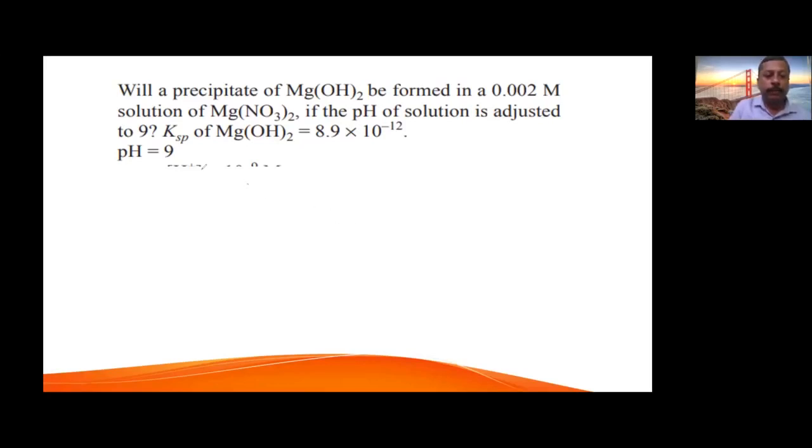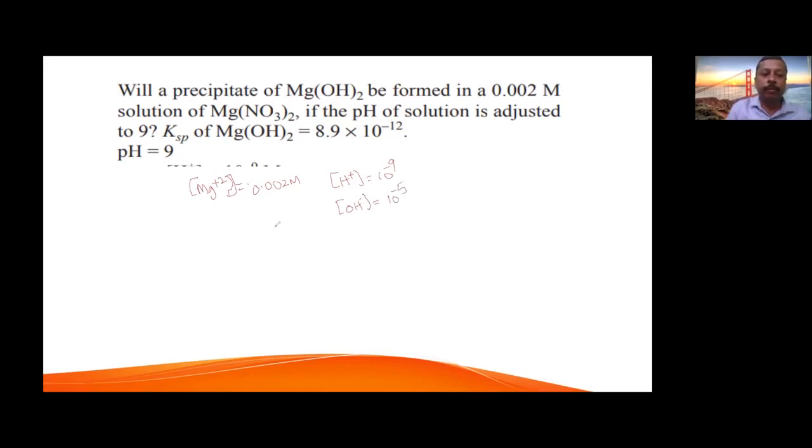Here you are given Mg(OH)2. From that, what can we find out? The concentration of Mg2+ will be 0.002 molarity. And pH is adjusted, so from the pH we can come to know H+ is equal to 10 to the power of minus 9. To make the total 10 to the power of minus 14, OH minus will be 10 to the power of minus 5.